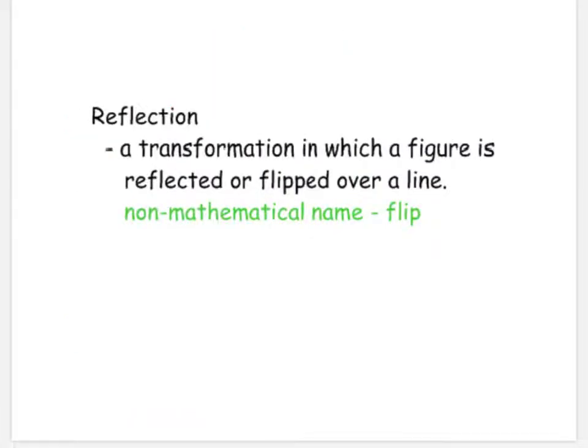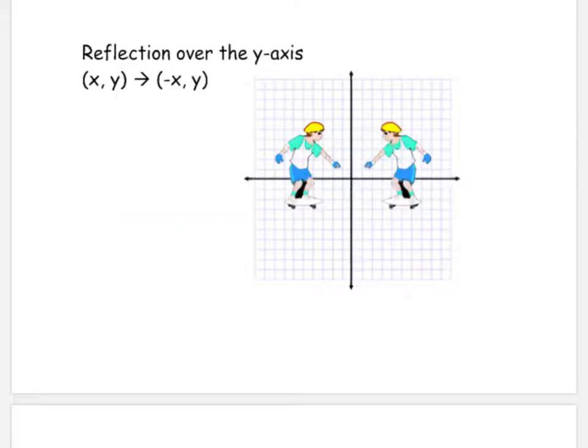The second translation or transformation that we're going to look at is a reflection. A reflection is a transformation in which a figure is flipped or reflected over a line, and this non-mathematical name is a flip. So these pictures are a little bit more complex, but I want to take a second and take a look at them anyway. So we have the skateboarder.